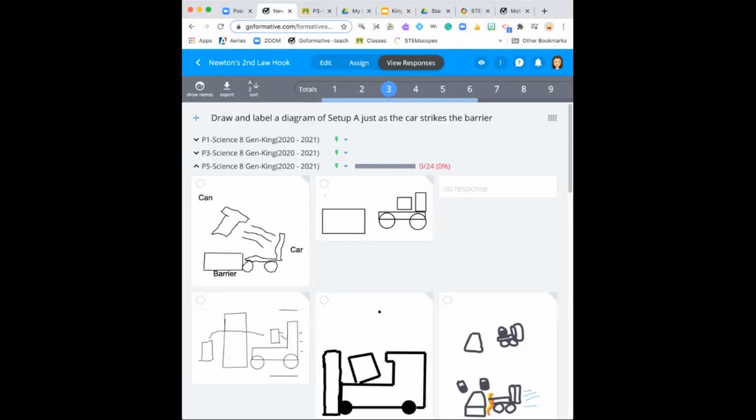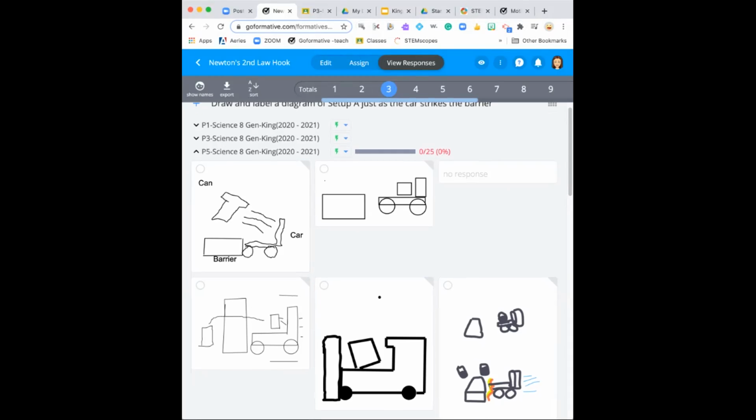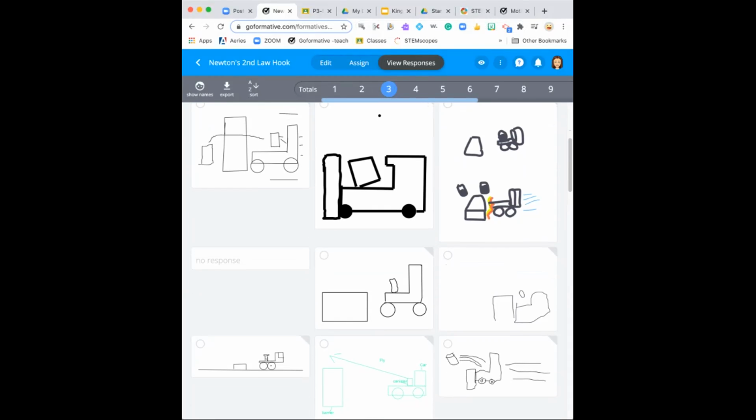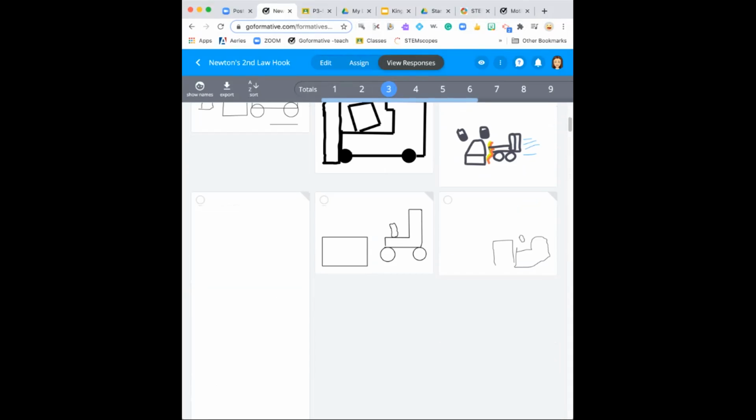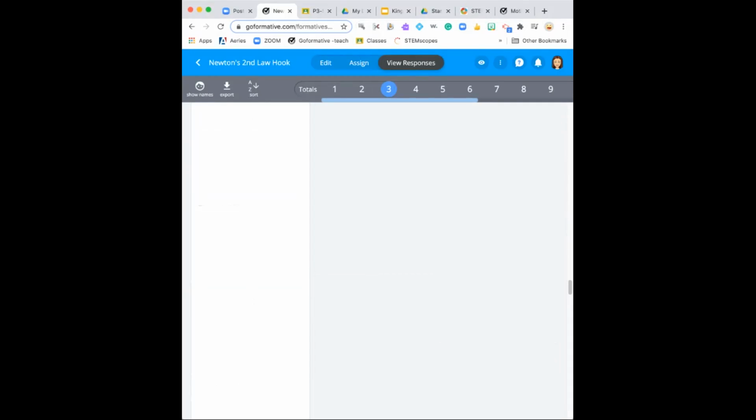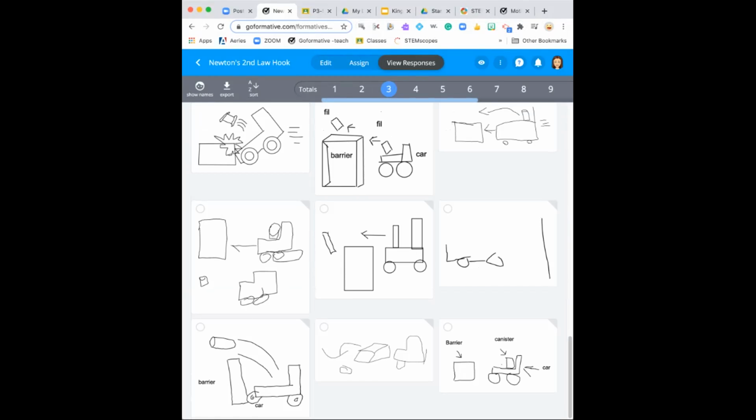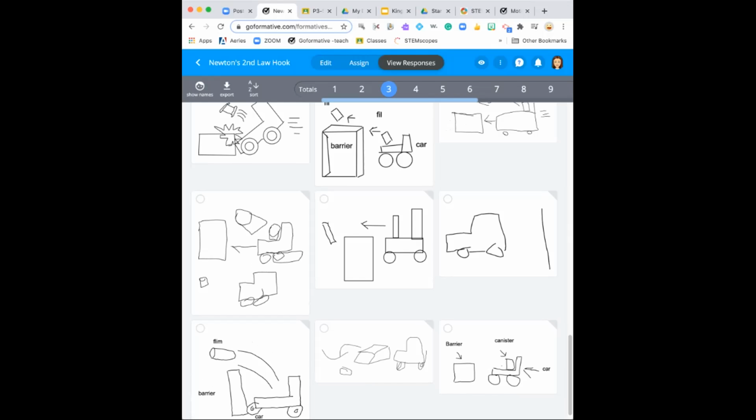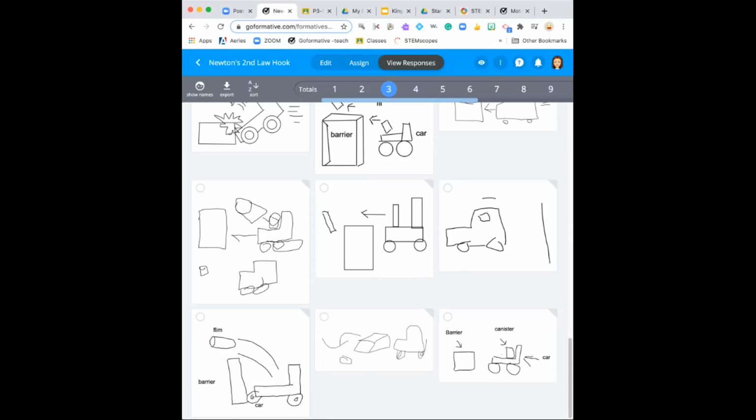So we have the barrier. We see the car and we see the can. Add arrows. Let's see if we have anybody with arrows here. There we go. We see here, good, we're showing arrows going forward, good, arrows moving. Arrows are going to show force and motion. Let's not use arrows to label because arrows in a physics diagram are going to show us motion and force, okay?